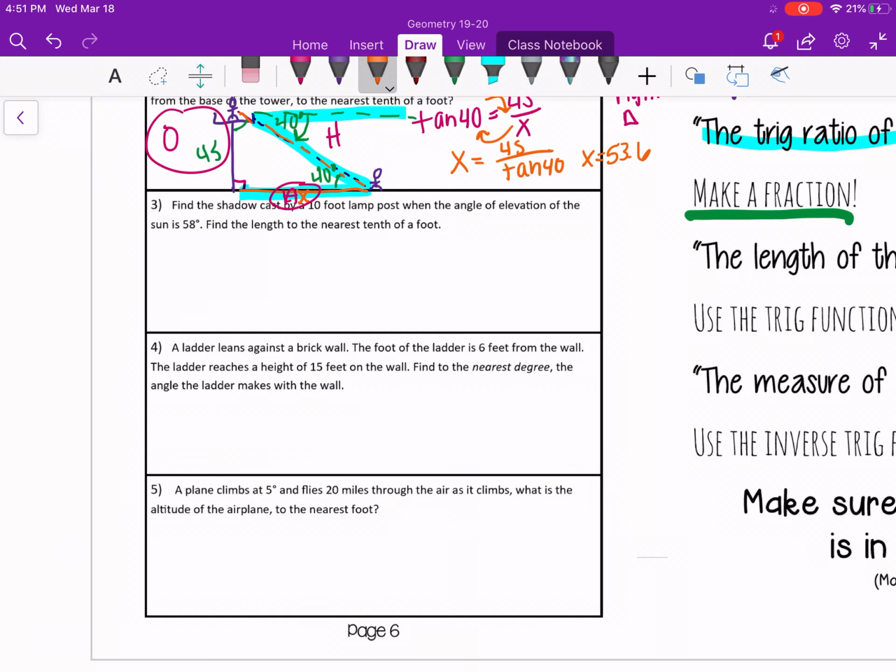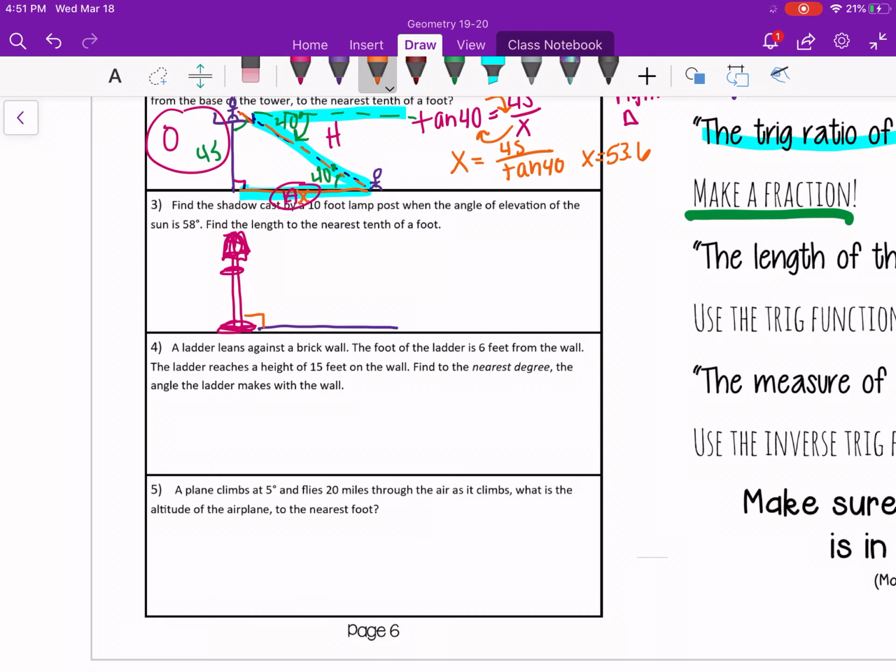So it says, find the shadow cast by a 10-foot lamppost with the angle of elevation being 58 degrees. Find the length to the nearest tenth of a foot. So, don't make fun of my lamp. I don't know how to draw a lamp. Wow, I think that's the worst lamp that I've ever drawn. But you get the idea. That's the lamp and this is the shadow.